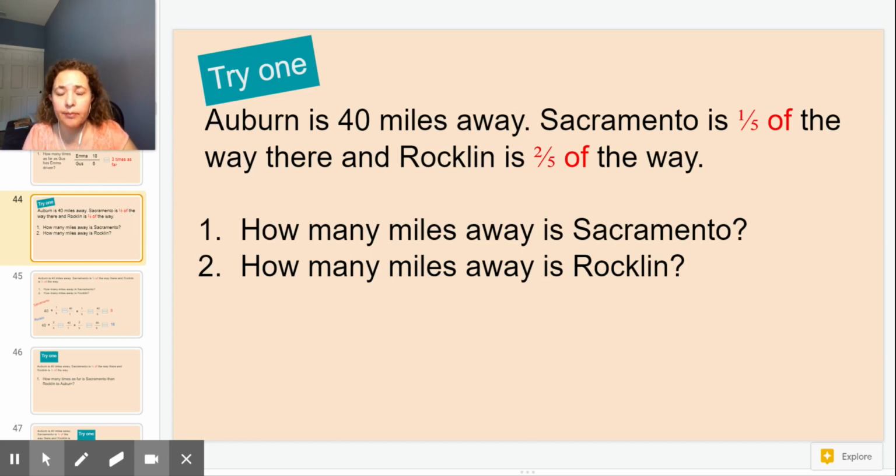Of the, what does "of" mean? Multiplication, right? Of something, because you're taking a part of something. So how many miles is Sacramento? How many miles is Rockland? Go ahead and stop the video and do those and then come back to me.